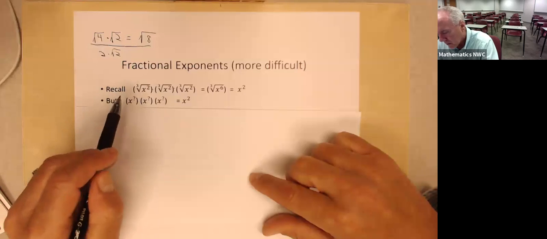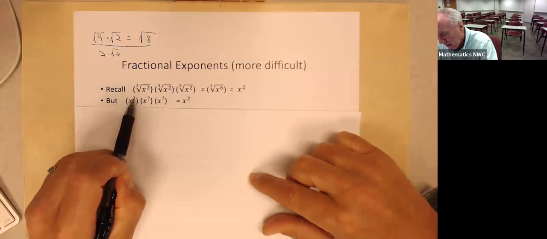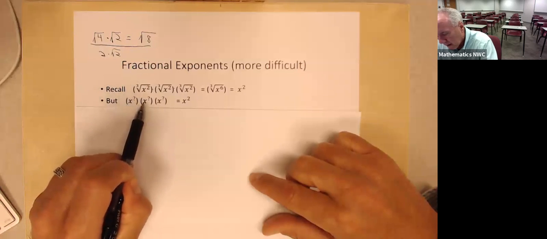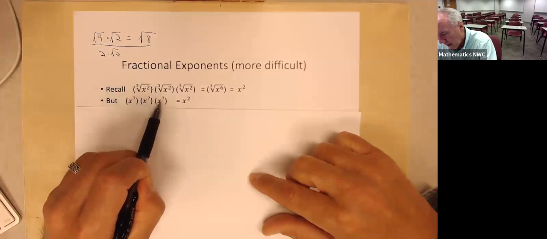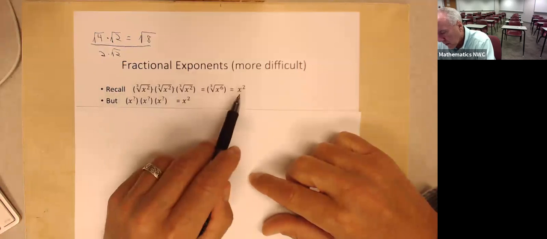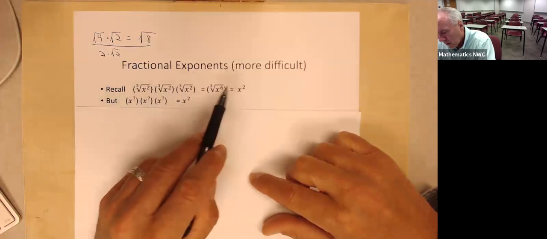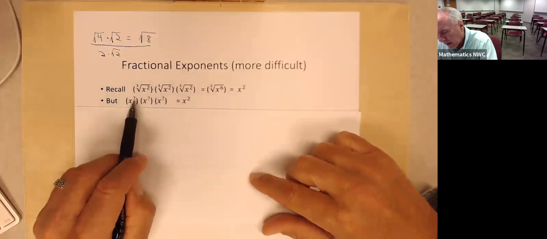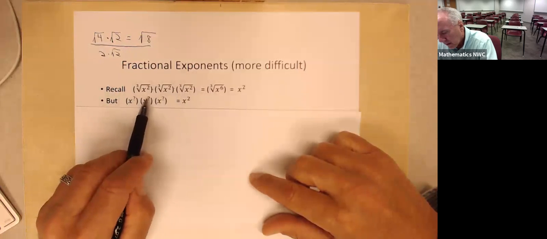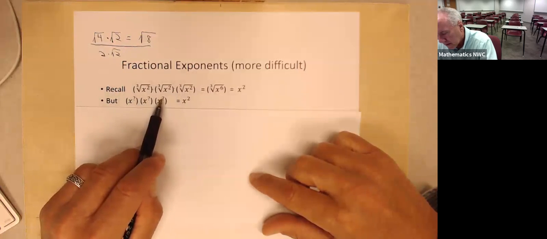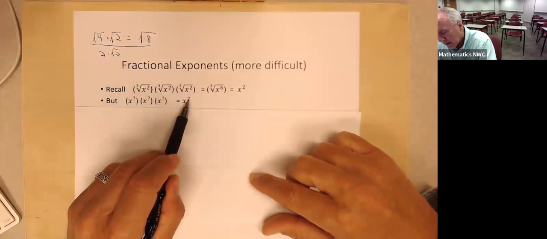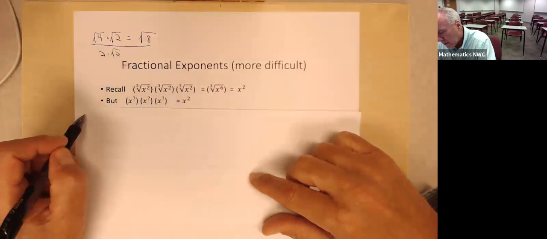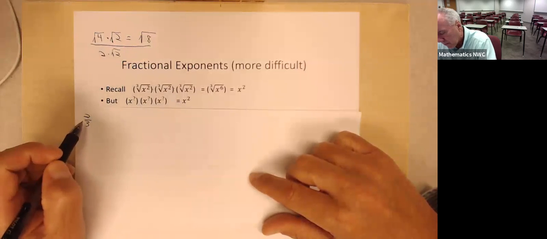Now, think about this one. If I have x to some unknown power times itself, it means the same power, times itself again, and I get x squared. What must that exponent be? What exponent plus itself plus itself gives you 2? Well, we would find that by taking the 2 and dividing it by 3.